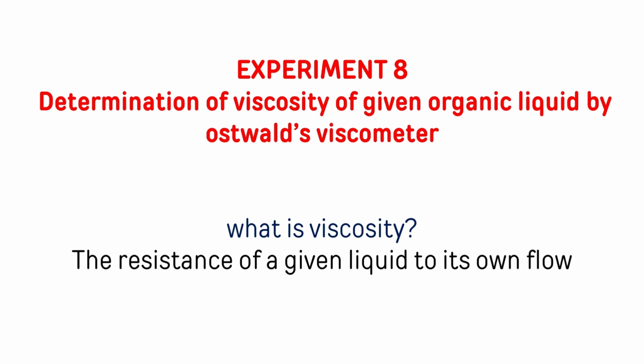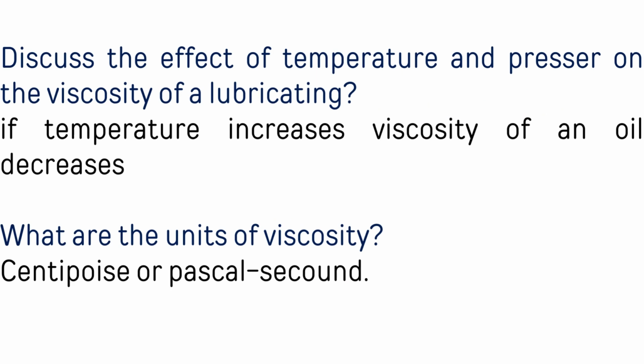Experiment number 8. Determination of viscosity of given organic liquid by Ostwald's viscometer. What is viscosity? Viscosity is the resistance of a given liquid to its own flow. Discuss the effect of temperature and pressure on the viscosity of a lubricant. If temperature increases, viscosity of oil decreases. What are the units of viscosity? Centipoise or Pascal second.